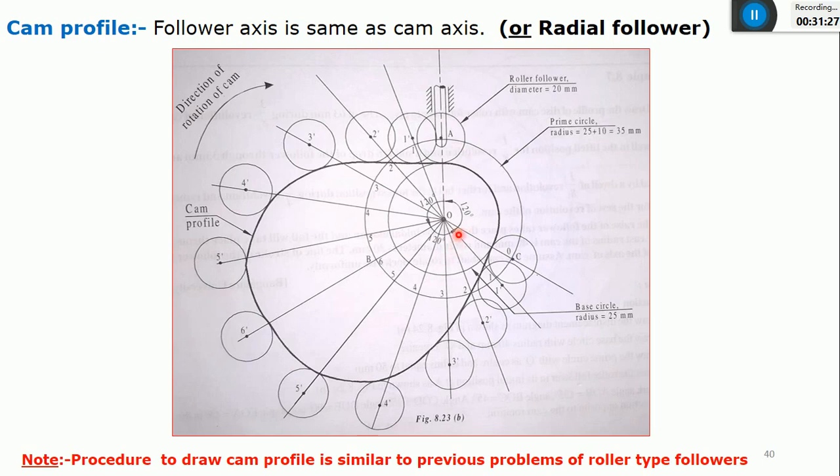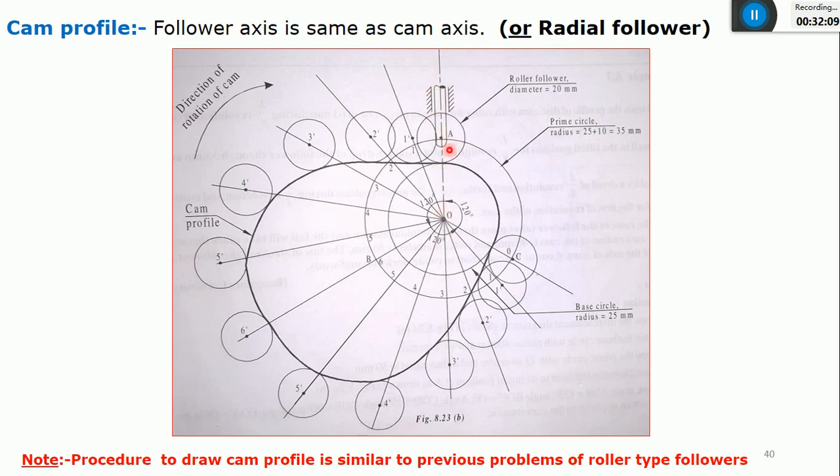First you can indicate the center of the circle. You can take this as a point O. First you can draw the base circle. You can see this is the base circle, with a radius of 25 mm or 2.5 centimeter. After that you can indicate the prime circle. This is a prime circle with a radius of 3.5 centimeter or 35 mm. I already explained why this prime circle comes only for a roller type of follower. In the case of problem number 3 and problem number 4, you can follow the same methods. And after drawing this, I'll indicate the follower.